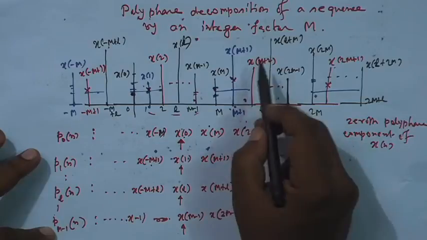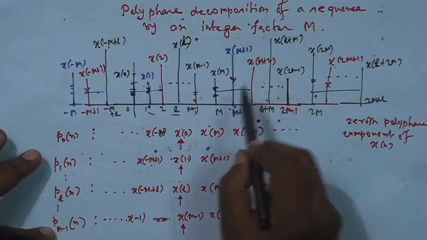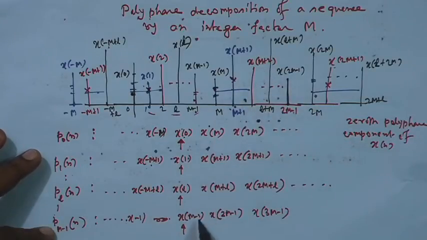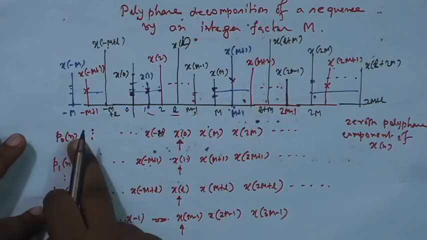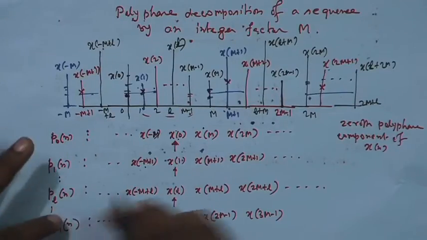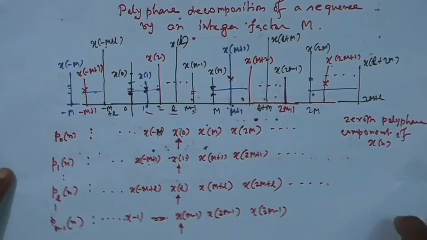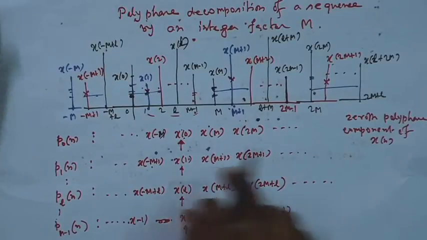P(M minus 1)(n) means take x(M minus 1), then x(2M minus 1), x(3M minus 1), like that. You can have only this. If you go for PM(n), you will get back P0(n), just with a shift, so we do not need that. Now, from this you remember we could get back the original sequence.